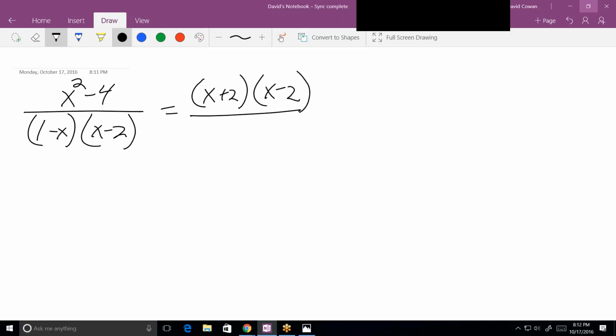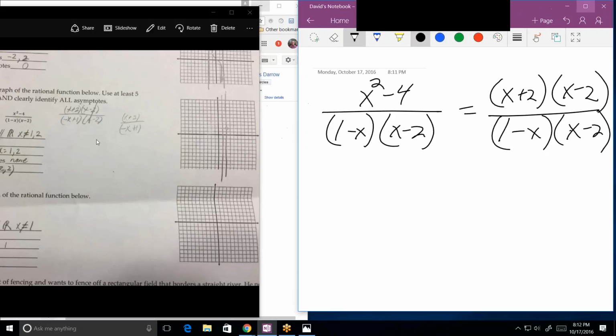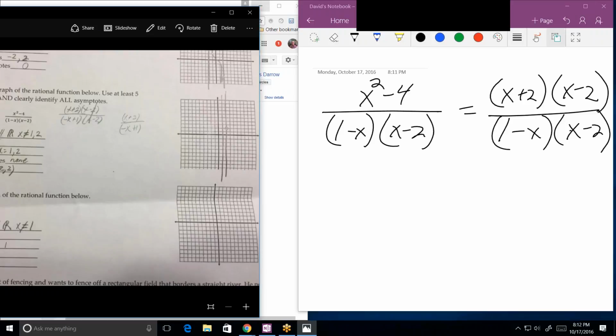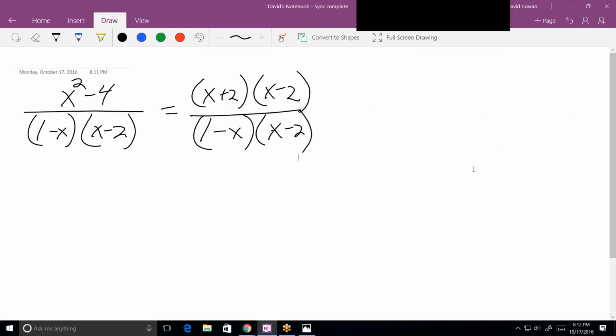Now, typically, they want you to graph this, right? What else do they want? Do they specifically ask for anything? Let's see. They want the domain, the intercepts, the vertical asymptotes, the horizontal asymptotes, and the hole if there is one. That's typical stuff. That's what they always want. So, let's start with vertical asymptotes.